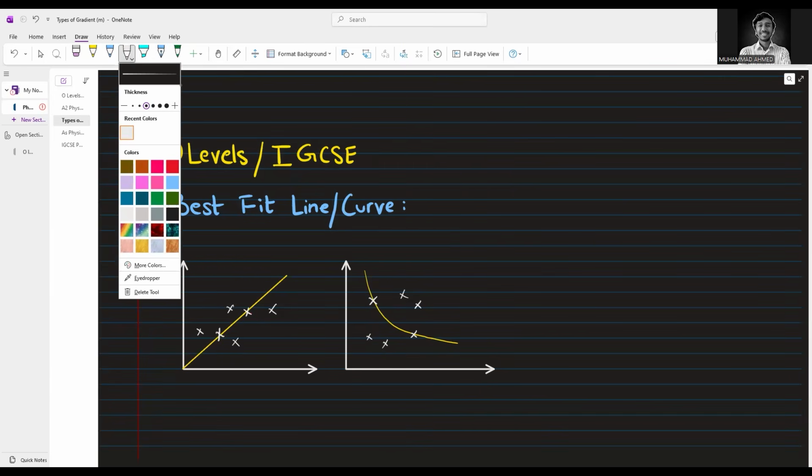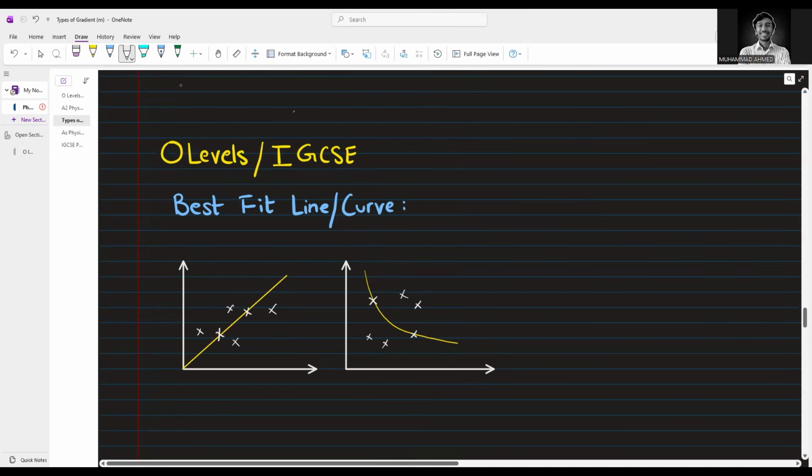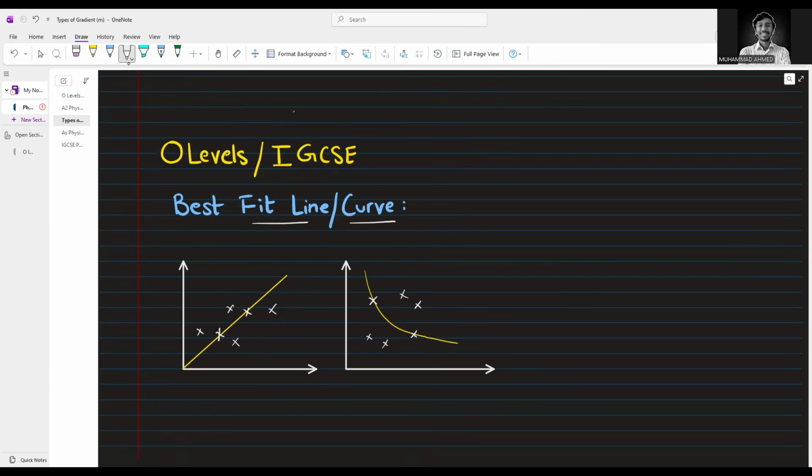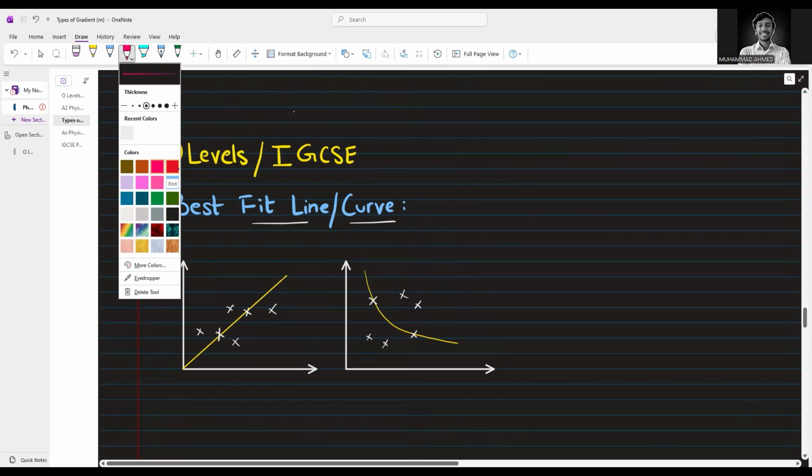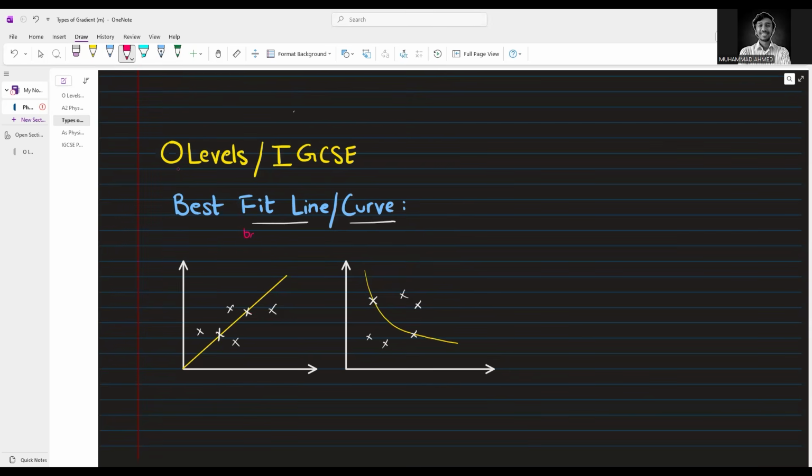Okay, so before we move on to the graph, let's have a short lesson on the best fit line and the best fit curve. So, what is a best fit line and a best fit curve? Basically, a best fit line or a best fit curve is a line or a curve that balances out all the points. बेटा best fit line या best fit curve क्या होता है? That balances out all the points.